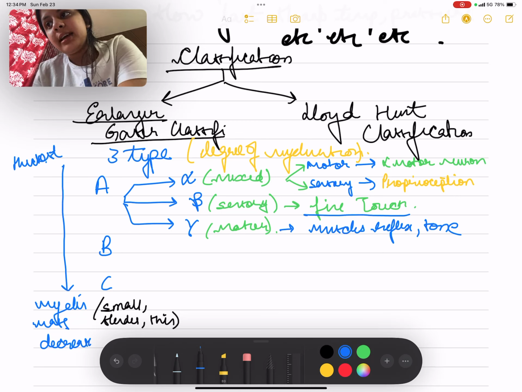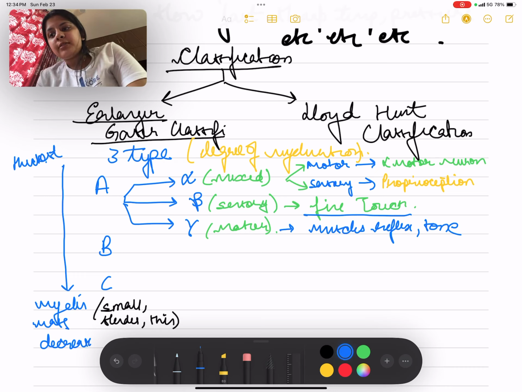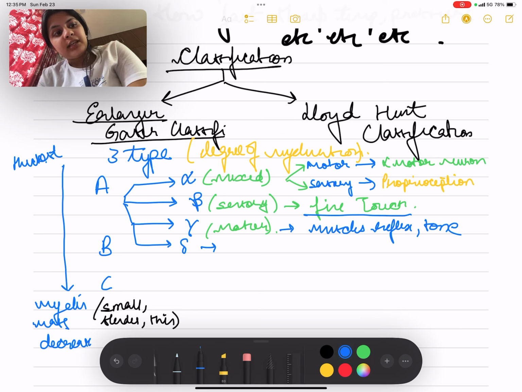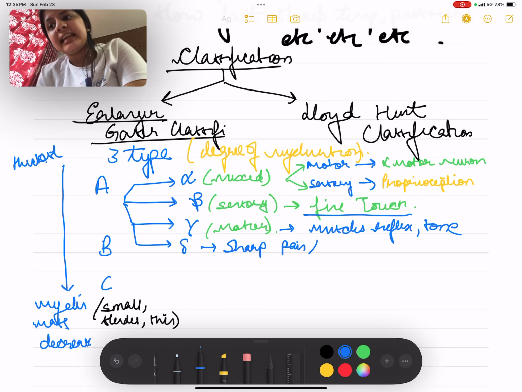Then the B fibers. Okay. One more fiber is left over here. Besides gamma, there is a delta fiber. And delta fiber carries pain. So it will be sensory or motor? It carries sharp pain. Not just pain, sharp pain. That means if something happens suddenly, if I suddenly prick a pin, this will be carried by which fiber? A delta fibers. Fast pain or sharp pain.